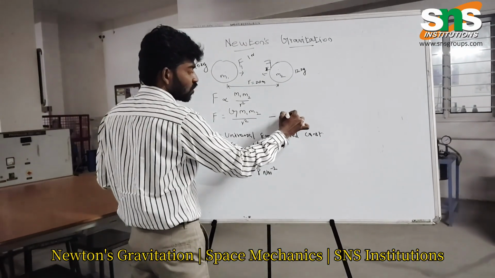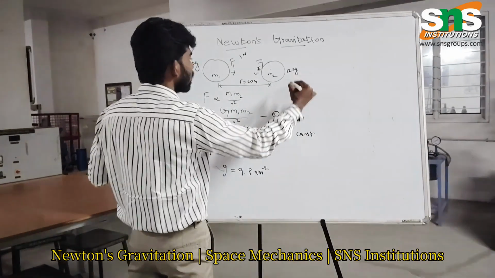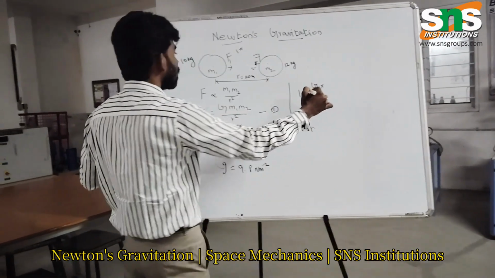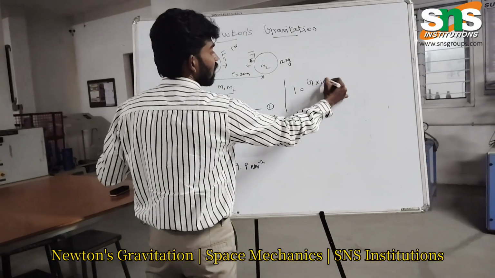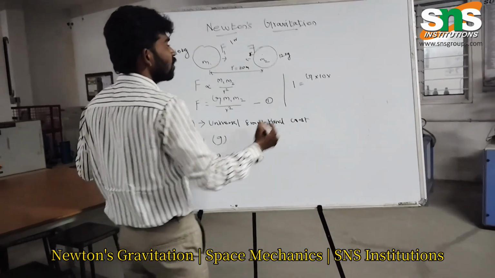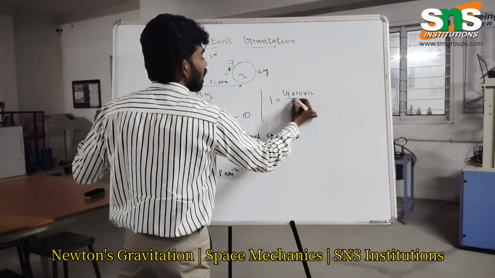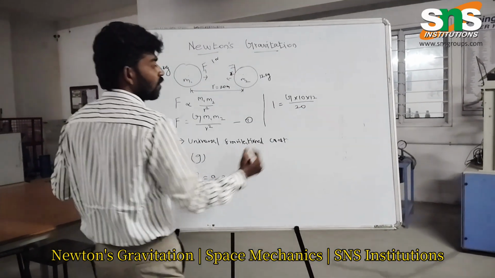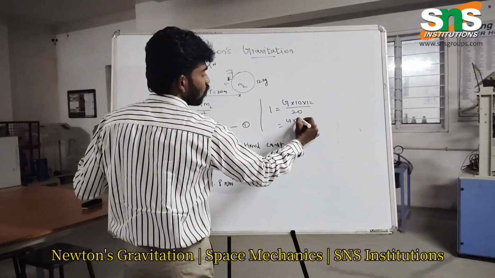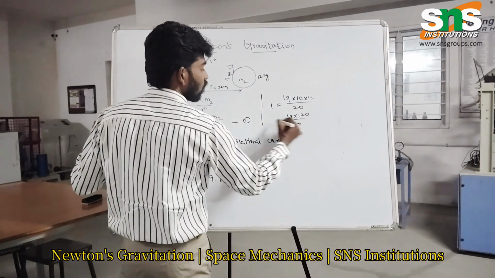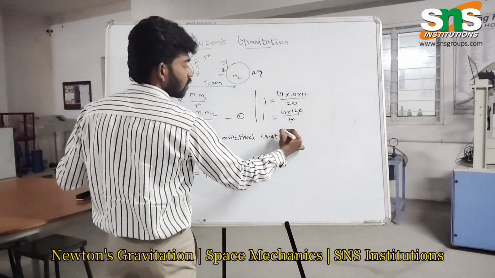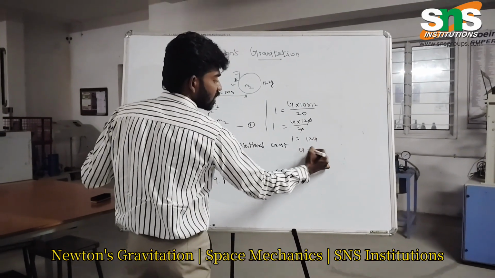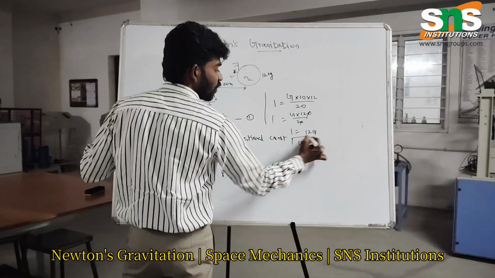From this equation we can substitute: 1 Newton is equal to G into the first mass, 10, and the second mass, 12, divided by the radius, 20. We can substitute: G into 120 divided by 20 is equal to 1. Therefore 1 is equal to 12G. Therefore G is equal to 1 by 12.